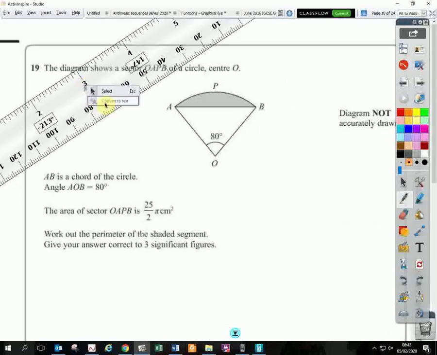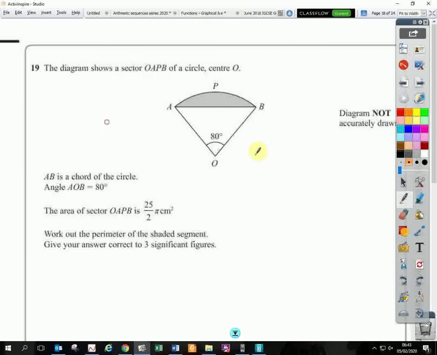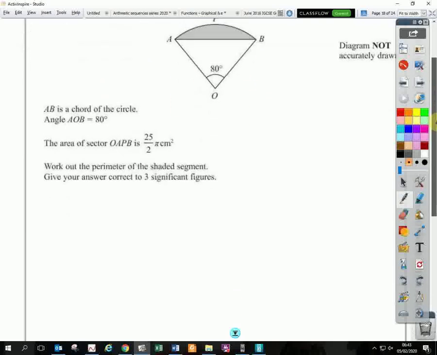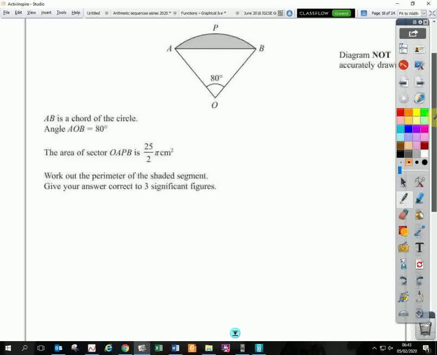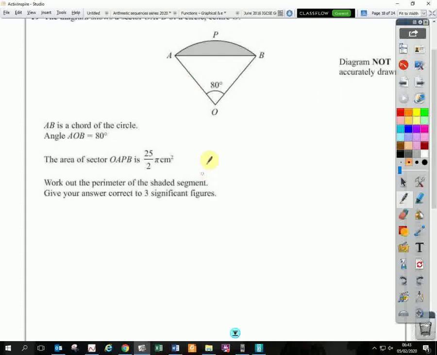Okay, next question. So we have sectors. And it gives us the area of a sector, and we need to work out the perimeter of the shaded segment. Okay, so we'll start off with the formula for the area of a sector. Well, the formula for the area of a circle is pi r squared, and the formula for the area of a sector is pi r squared times theta, the angle, over 360. So angle over 360. Yep, this is the area of a sector formula.